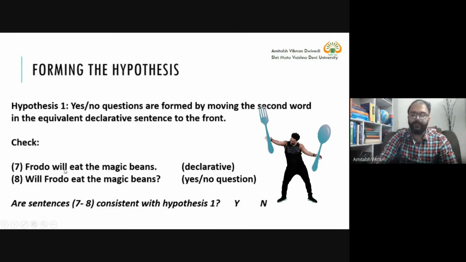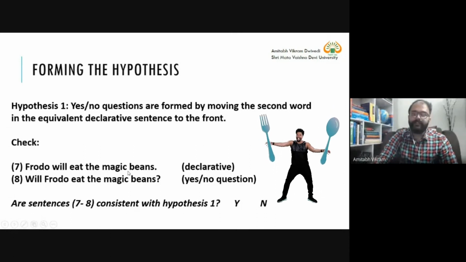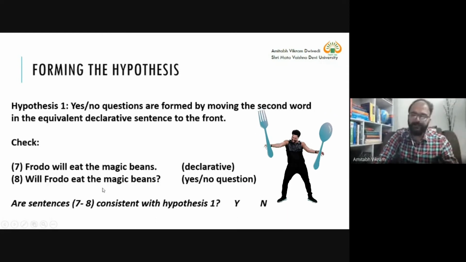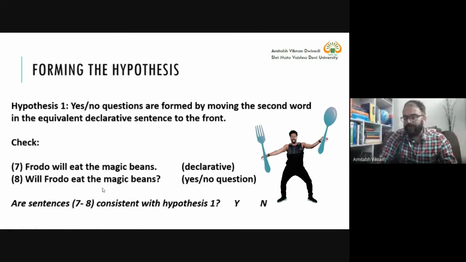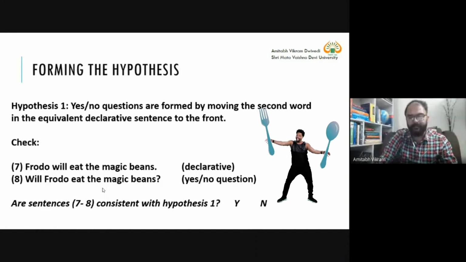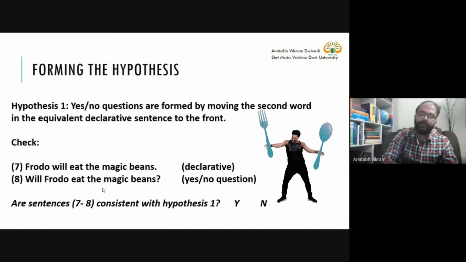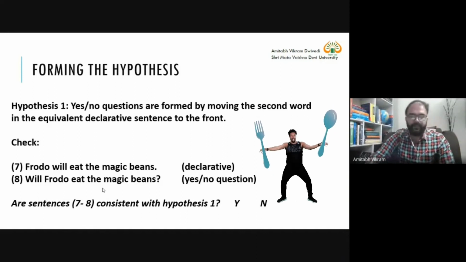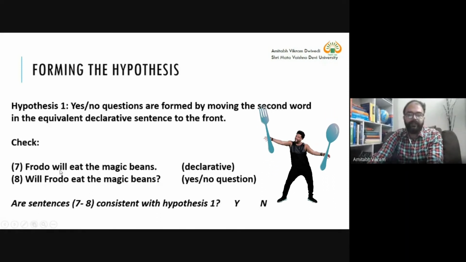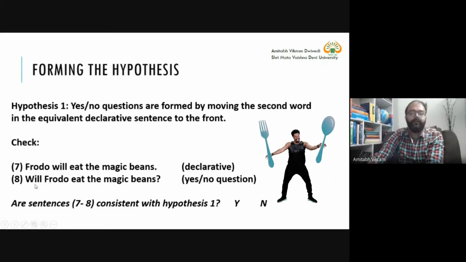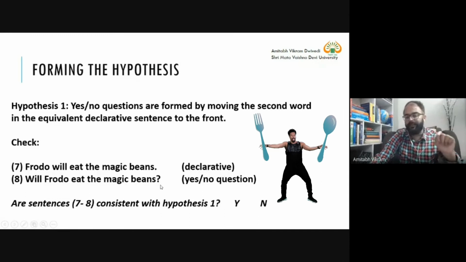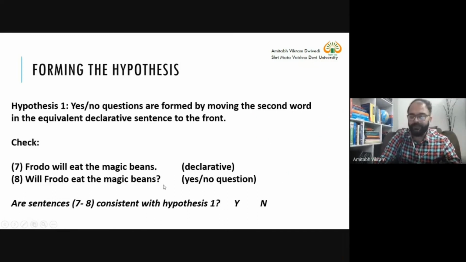What is the second word here? Will. In the equivalent declarative sentence, that means the sentence will remain the same as it is. What we need to do is simply move the second element into the front place. So will is the second element and we are moving it to the front. Will Frodo eat the magic beans? It will become a yes no question. Yes, it becomes. You will say yes, no, maybe, whatever.